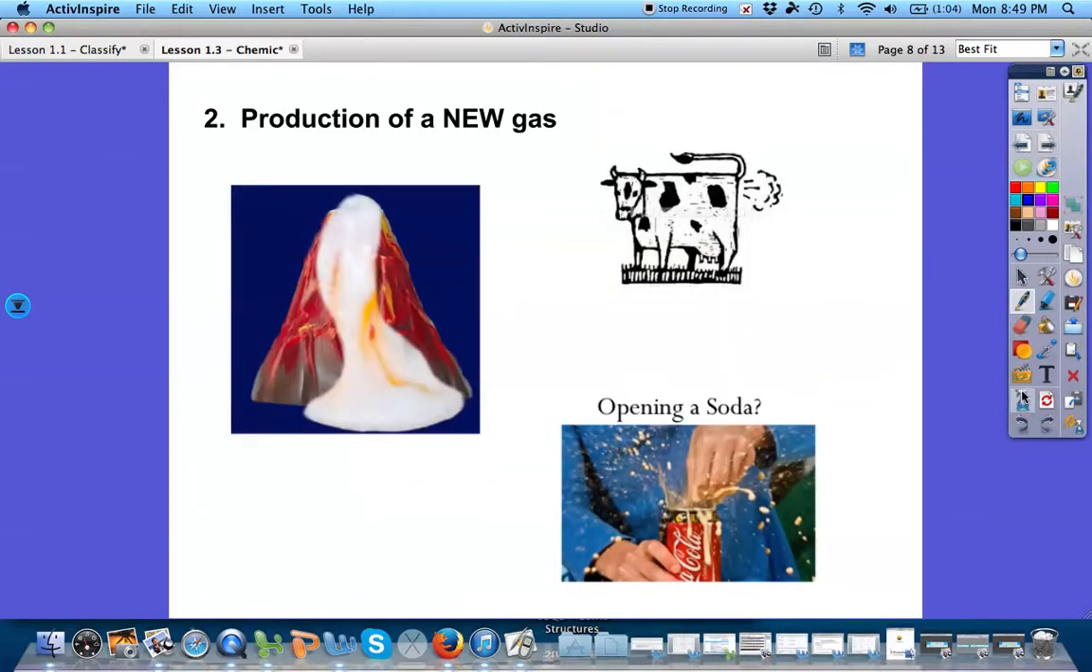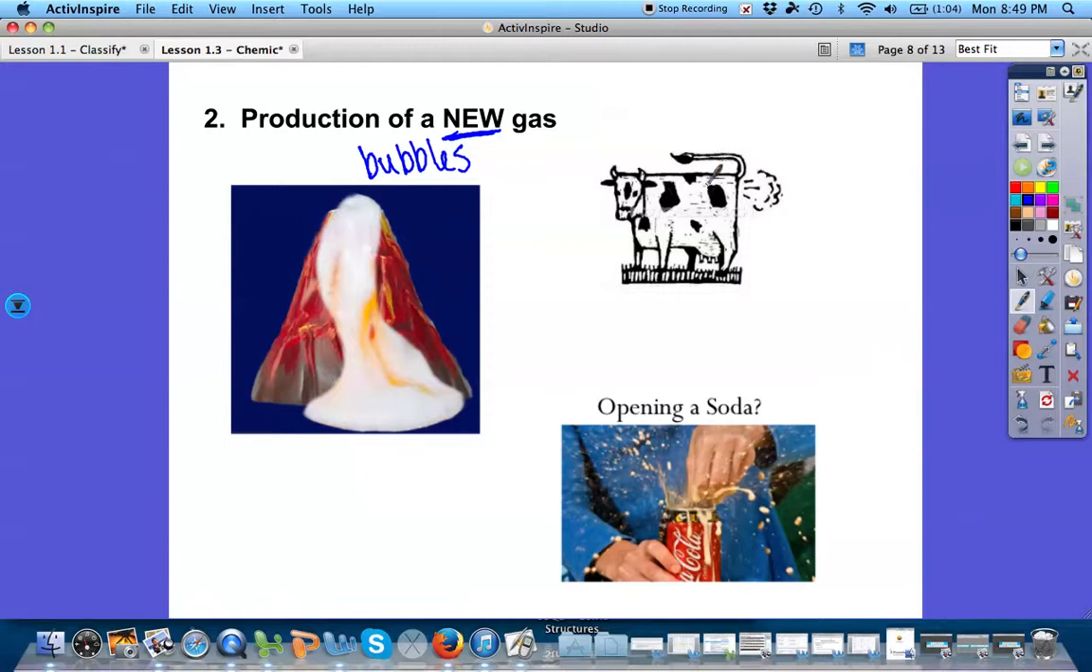Second indicator of a chemical change is the production of a new gas. So if you've ever made a volcano out of baking soda and vinegar, you mix them together and it starts bubbling or fizzing. Those bubbles are an indicator of a gas. The key here is that it has to be new. It can't be a gas that's already there.